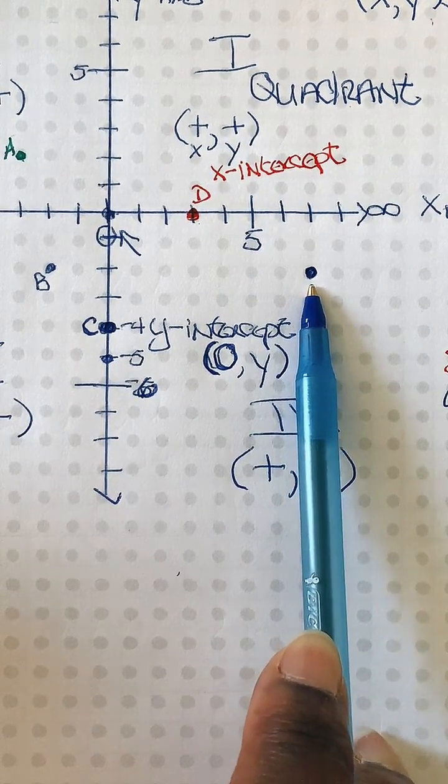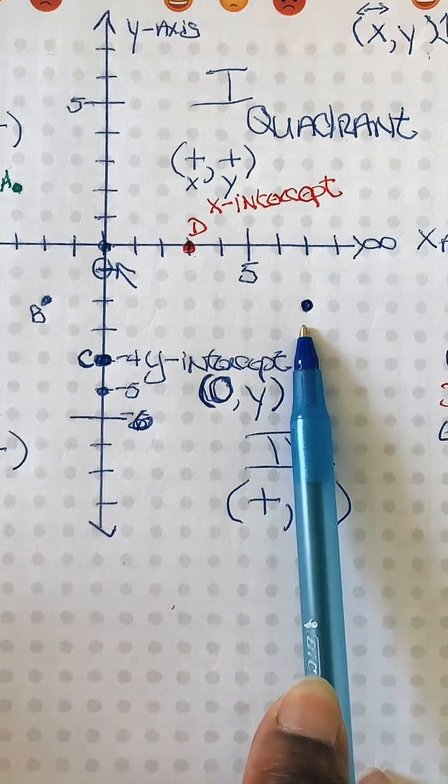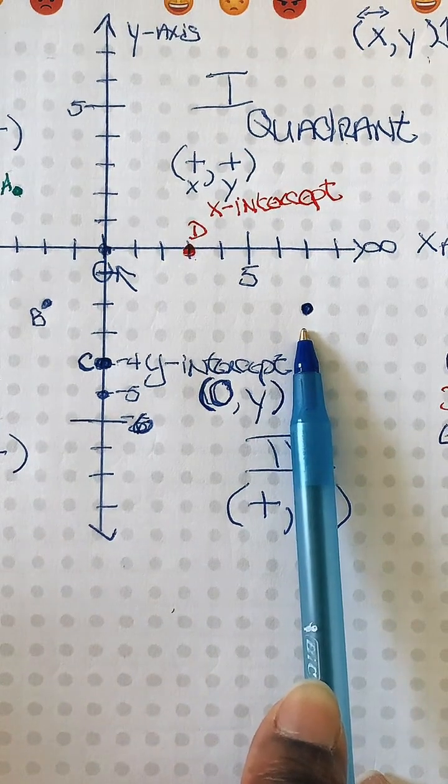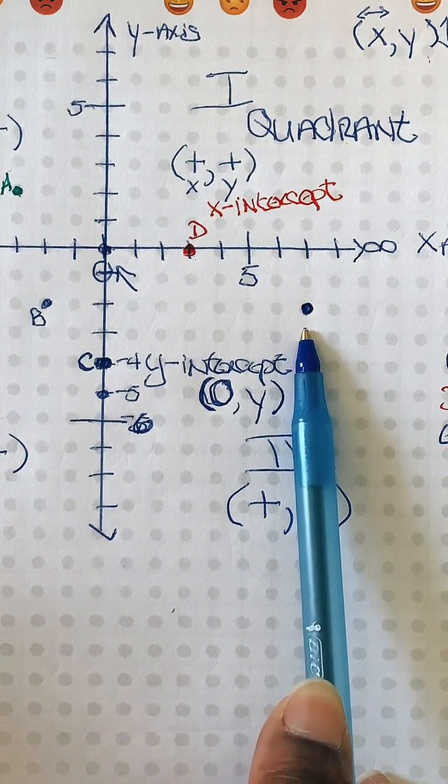So this point right here where my pen is, if you could take a guess what it will be, I need you to tell me both the x and the y value.